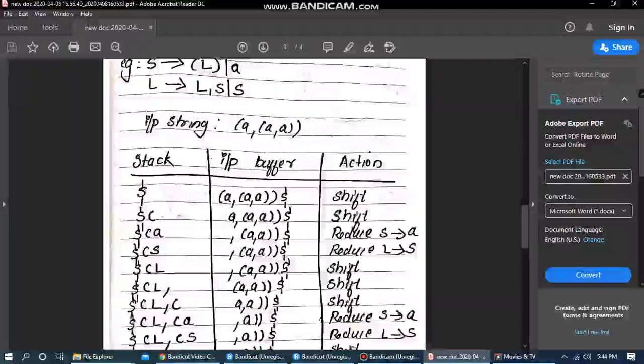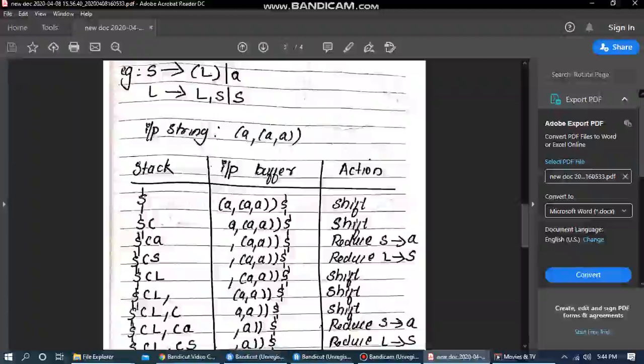Okay, then what is the action to be performed? If we filled the stack column as well as the input buffer column, you have to come back to the stack column and compare the element in the stack column with the grammar which is given in the question. So there is no dollar in the right hand side of the grammar, so we have to obviously give the action as shift.